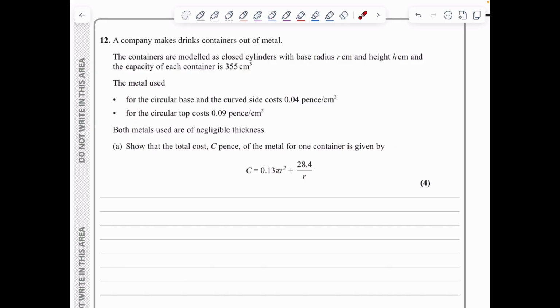In question 12, we've got a company making drinks containers out of metal. The containers are modeled as closed cylinders with a base radius of r centimeters and a height of h centimeters, and they have a capacity of 355 cubic centimeters. Now the metal used for the circular base and the curved side is costing 0.04 pence per square centimeter, while for the circular top is costing 0.09 pence per square centimeter. We are assuming that the metals are of negligible thickness, and we need to show that the total cost C pence of the metal for one container is given by this expression in terms of r.